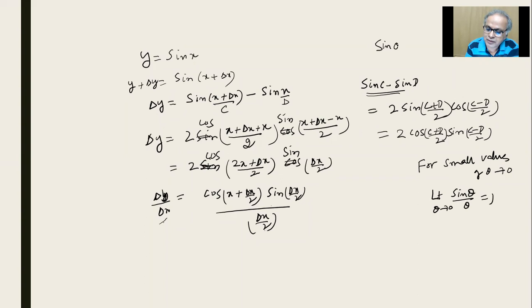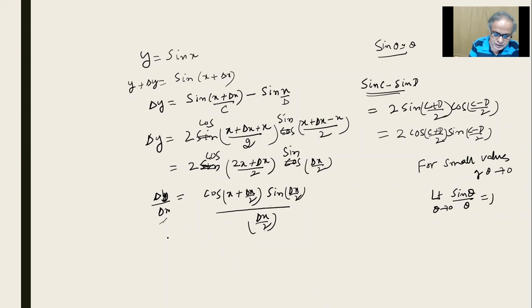Sine theta will be equal to theta for small values. If you want to confirm, you can take a sine table and see. So for very small values, sine 0.01 will be equal to 0.01 in radians if you look at it. So now what am I doing?